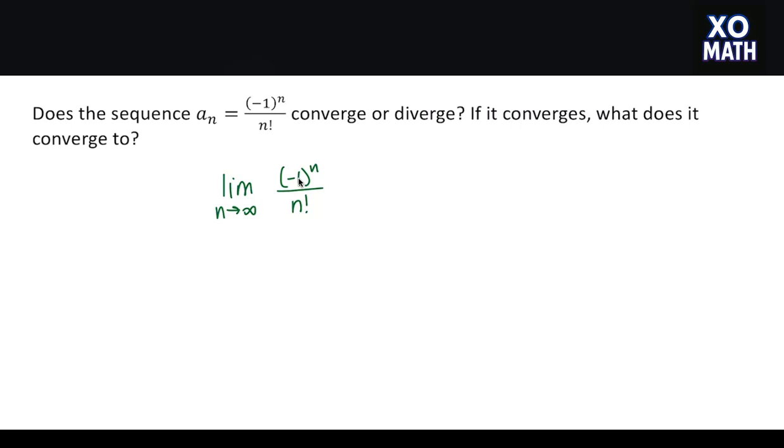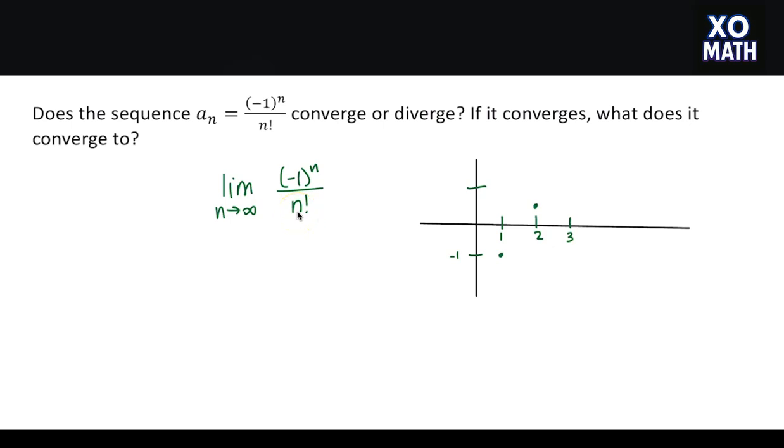So overall, what's happening if I graph this discrete function is if I were to substitute in 1, my first term is going to be negative 1 over 1. So I'm going to have at 1, I would have negative 1. And then if I plug in 2, negative 1 squared, that's positive over 2 factorial. So I'm going to have at 2, I'd have positive 1/2. So right about here. And then if I plug in 3, I'm going to have a negative number.